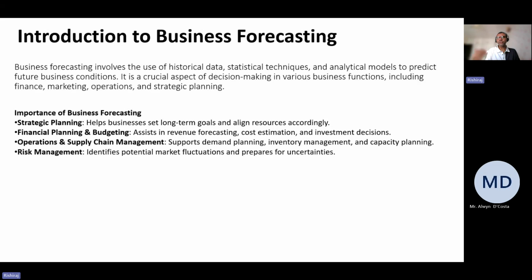For example, revenue forecasting, demand forecasting. These are the two most common business forecasting variables that we have. I repeat, revenue forecasting, demand forecasting, cost forecasting, inventory forecasting, etc. Manpower forecasting for strategic planning, etc. So these are the most crucial business parameters or business variables as we see.